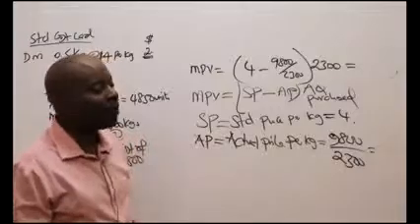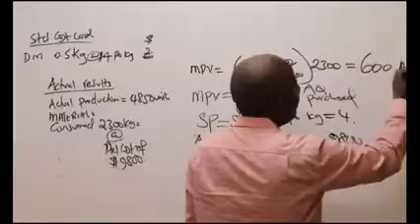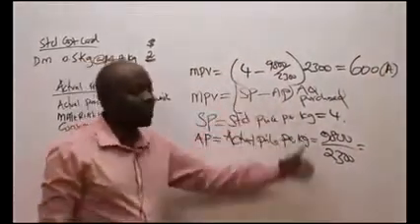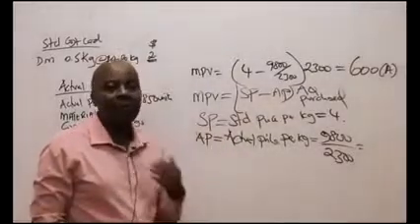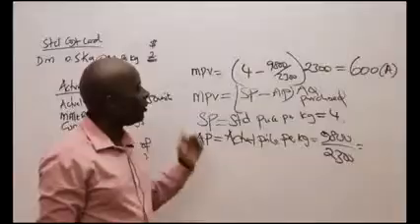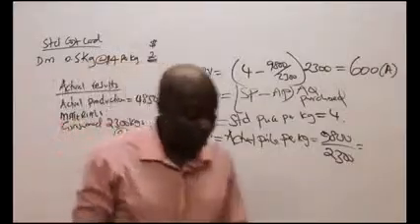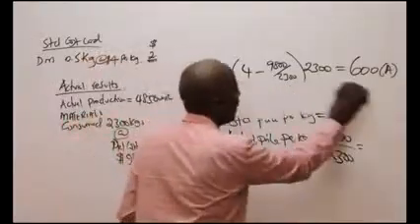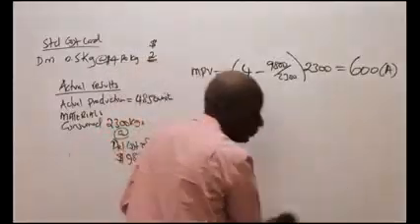600 adverse. It is 600 adverse, because the variance itself is negative. The variance is negative, meaning bad performance on our side. So the material price variance is 600 adverse.